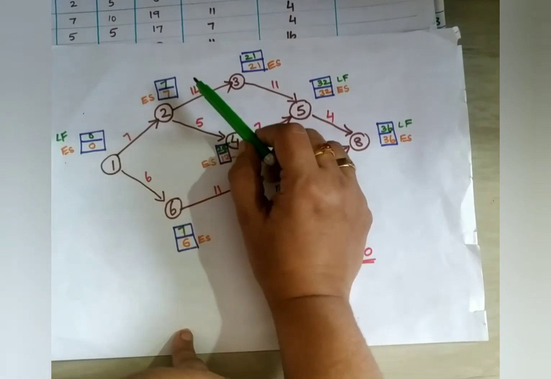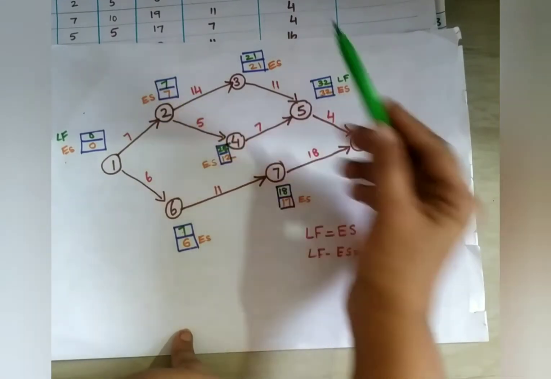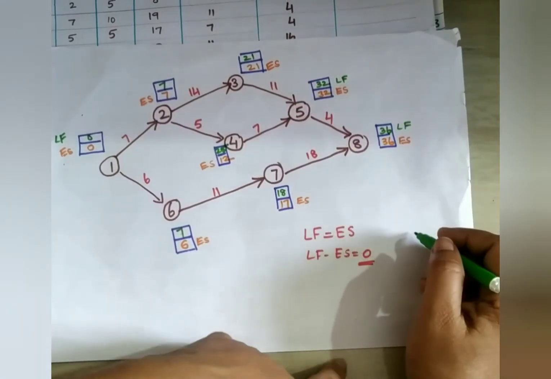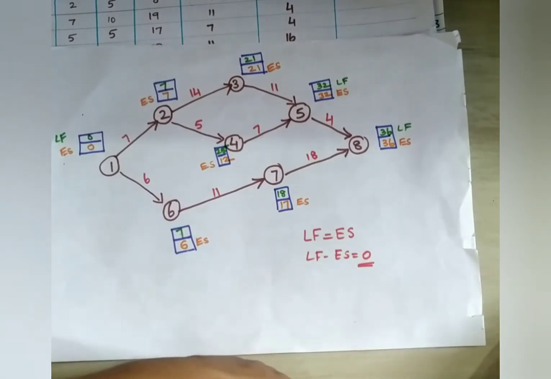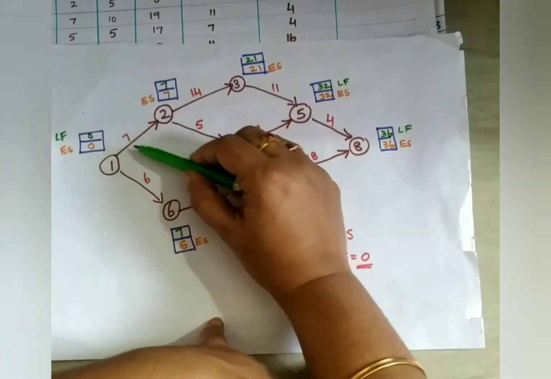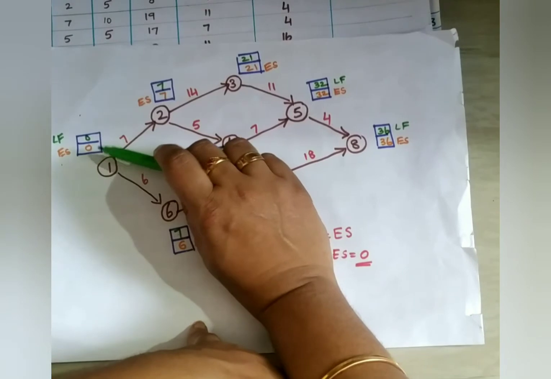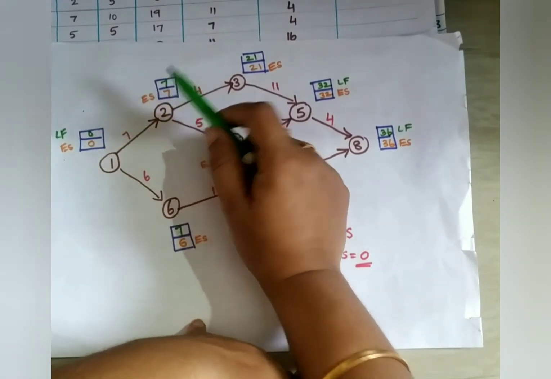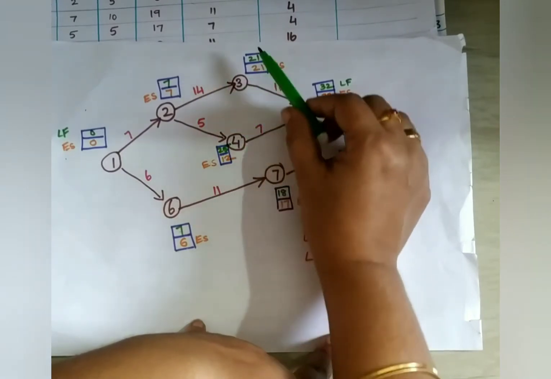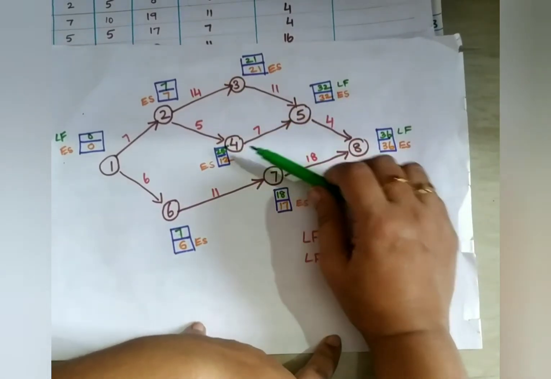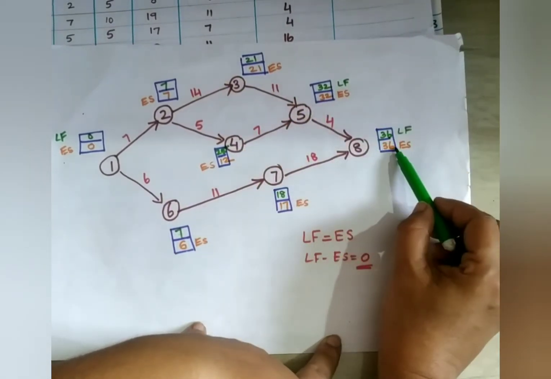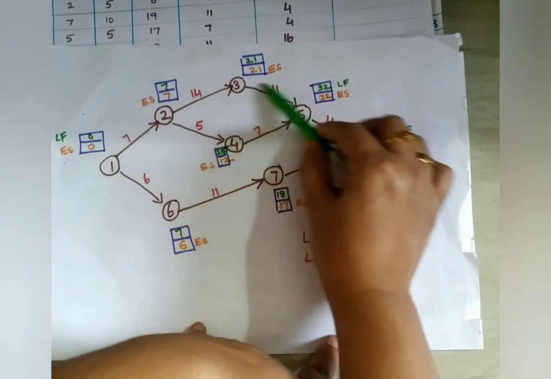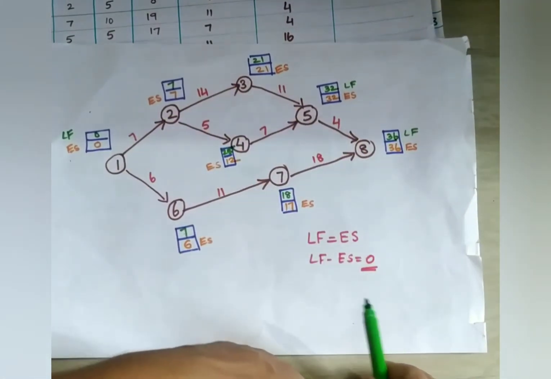So next, which is equal here? If you want, you can separate it in a table and write it. Actually, no need. We can go for that. Here 0, 0. Next here 7, 7. See, LF and ES is 7, 7, equal. Next, which is equal? Here it is equal. And next, this is equal and this is equal. So which are the things equal? That is our critical path.